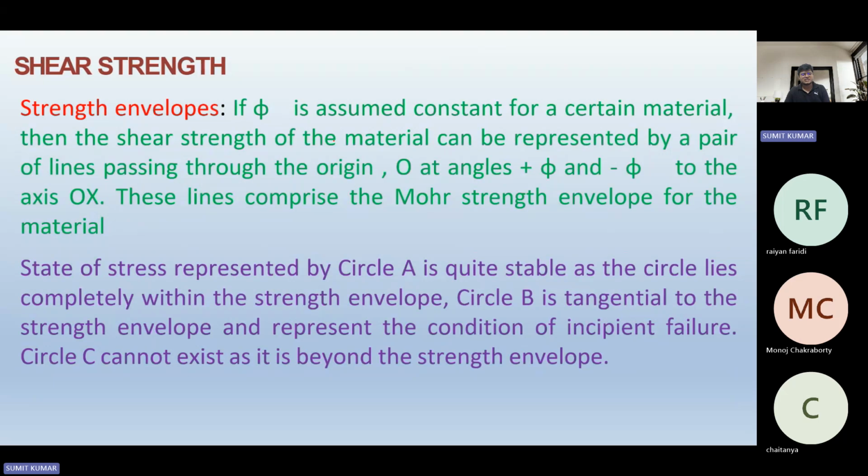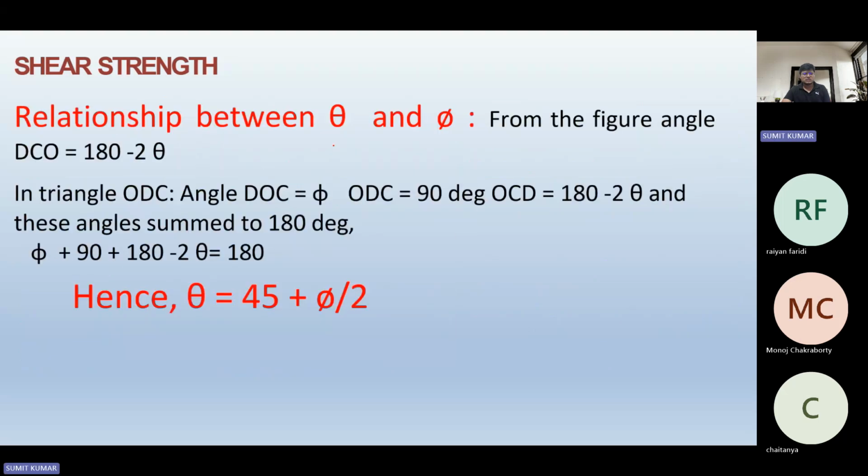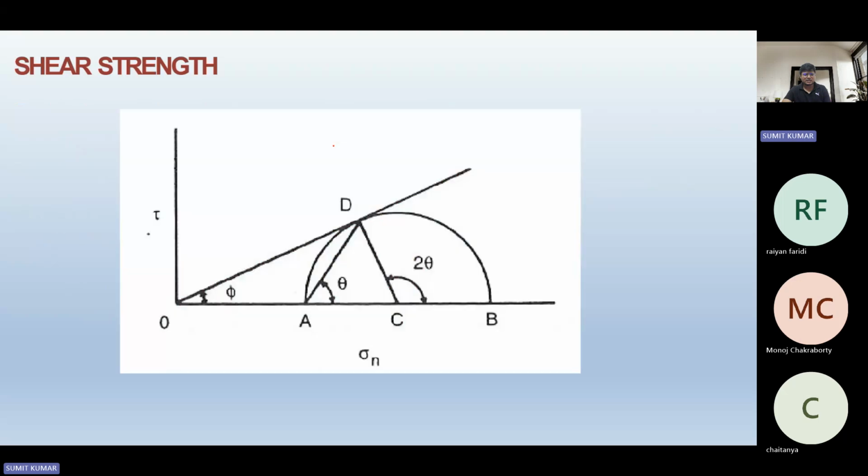The state of stress represented by circle A is quite stable, as the circle lies completely within the strength envelope. Circle B is tangential to the strength envelope and represents a state of failure plane. And circle C cannot exist, as it is beyond the shear strength envelope. Now over here some relations are mentioned, but that is irrelevant at this point of time.